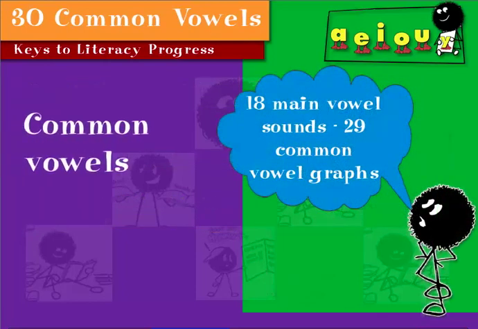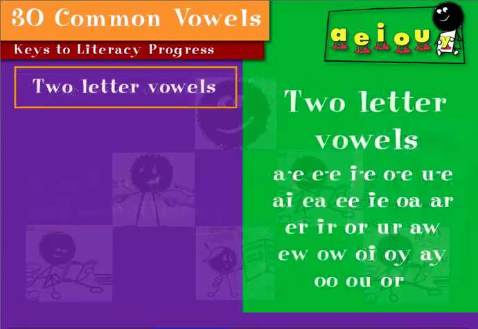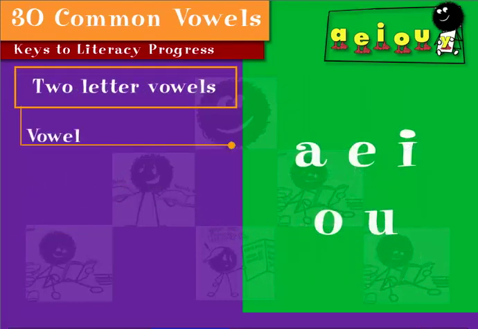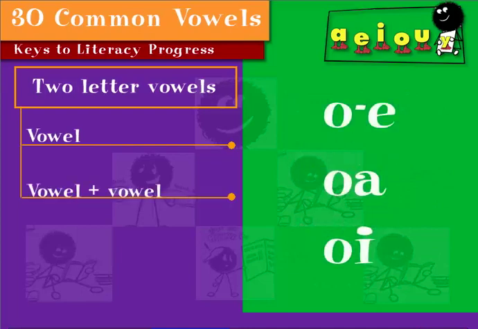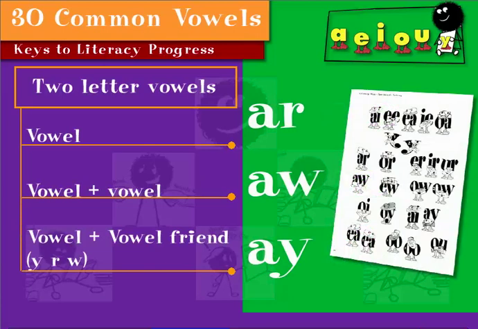There are 18 main vowel sounds, and they're written using 29 common vowel forms. Some have one letter. Others are written with 2 letters. The first letter will always be a vowel. The second letter may be a vowel or a vowel friend, Y, R or W. Vowel friends stick with vowels to make new vowel sounds.